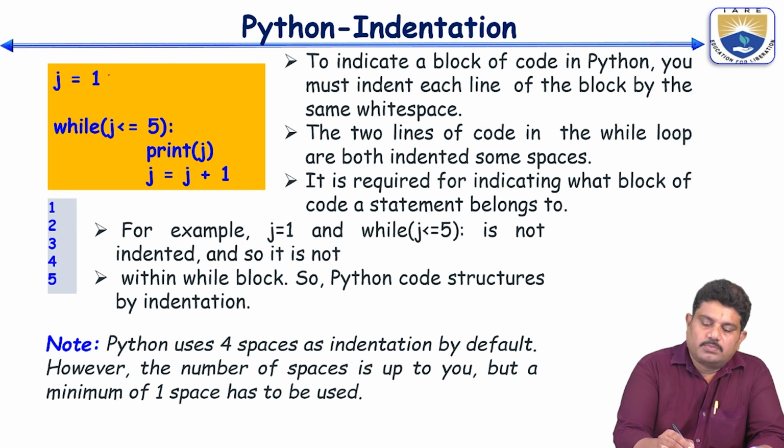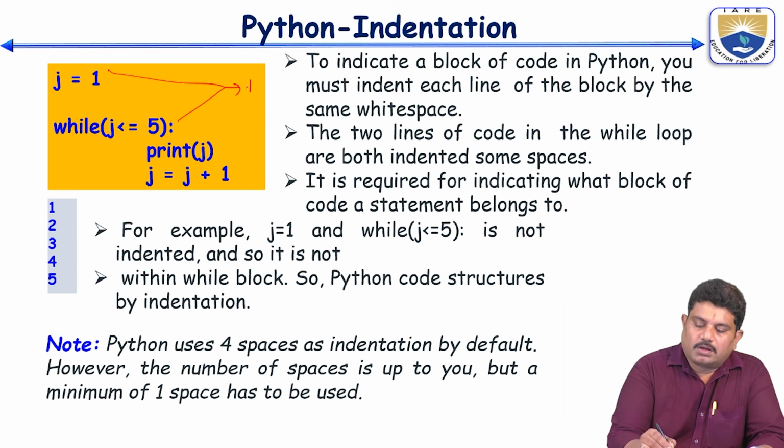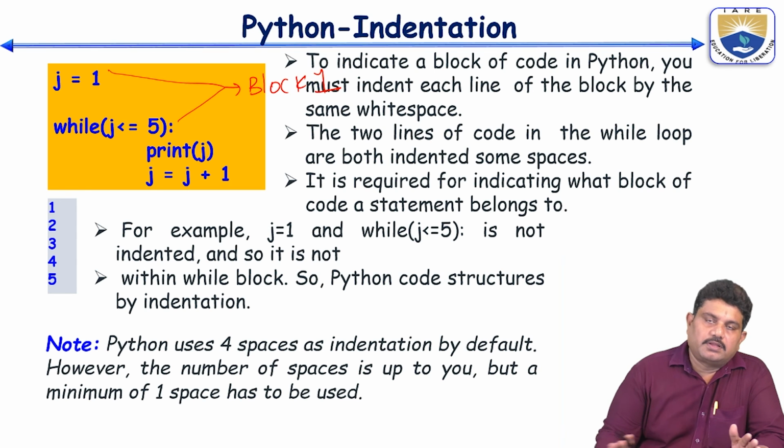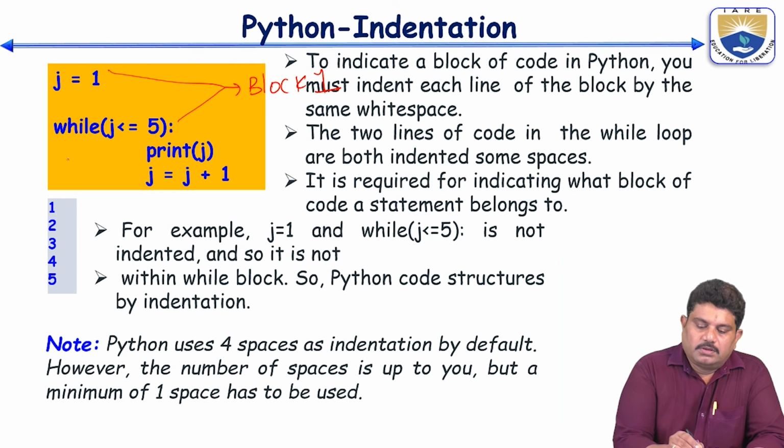Now these two belong to block 1, because the number of white spaces in front of those two statements is the same, either 0 or 1 or 2, whatever it may be. There is no indentation in front of those two statements, so they belong to the same block. And now see the print inside the while loop. There are some white spaces in front of it, so it belongs to block 2 here.